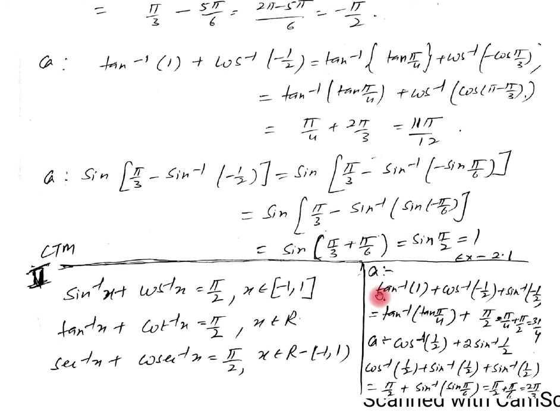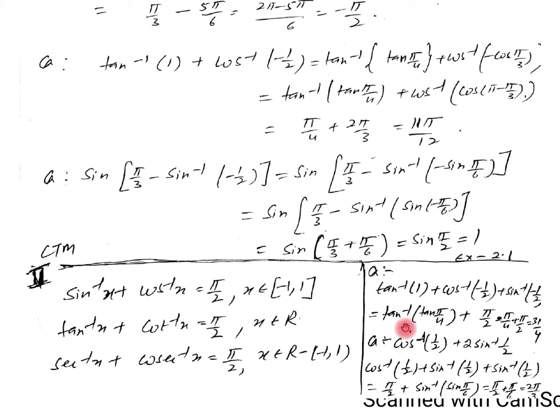The question is tan inverse 1 plus cos inverse minus 1 by 2 plus sin inverse minus 1 by 2. Now tan inverse 1 can be written as tan pi by 4. We have seen the result: cos inverse x plus sin inverse x is what? Pi by 2, and the value of x is minus 1 by 2, lying in this interval. So we can apply this result, and moreover questions are framed like this, so we can easily apply the result.